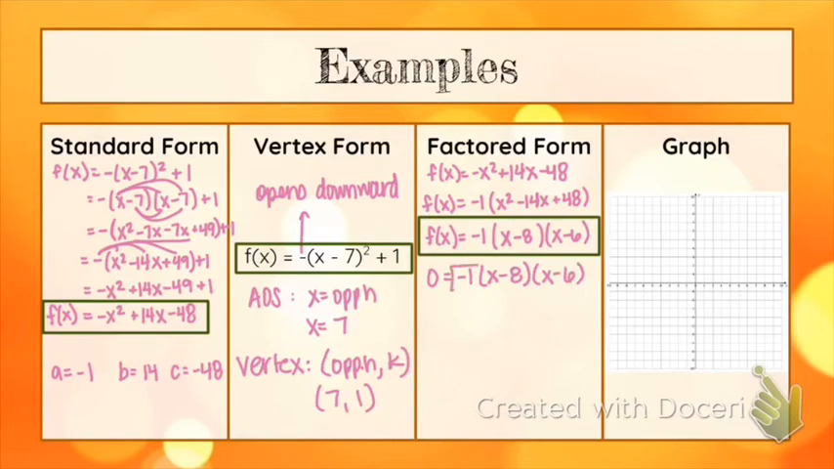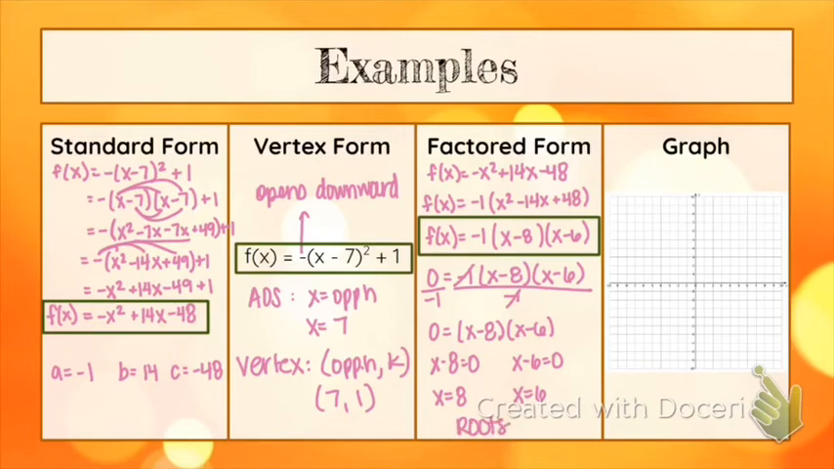And because this has no variables in it, and remember that's the only reason we can do that, because there's no variable, we can divide both sides by -1 and get rid of that. So we get 0 equals x minus 8 times x minus 6. And then set each one equal to 0. And we're going to get x equals 8 and x equals 6. And these are our roots.